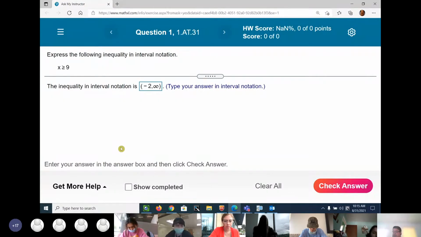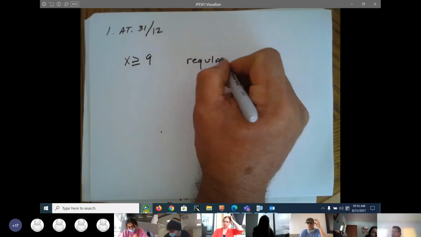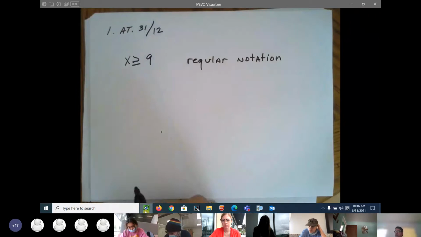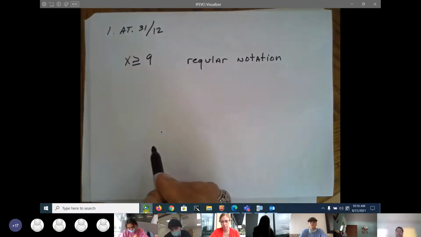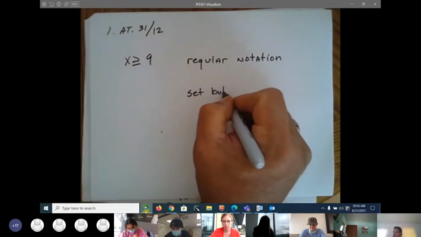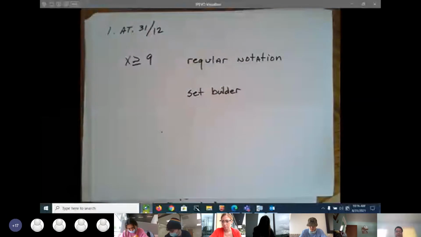Okay, this is not bad. Express the following. This is in regular notation. I'm going to go ahead and get a review in here right quick. This is called regular notation. This is usually what you have when you end a problem. This is just regular solution notation, inequality. And I'm going to write it in set builder notation. When I do a review, sometimes I take a problem and I integrate the review into the problem. That's what I'm doing right now. I'm integrating a review section into a problem.